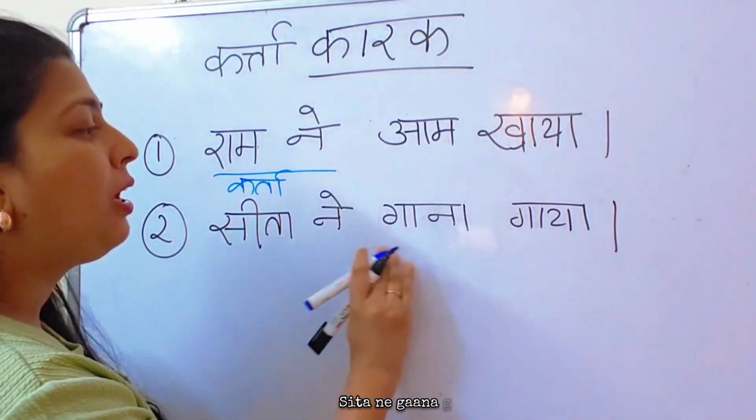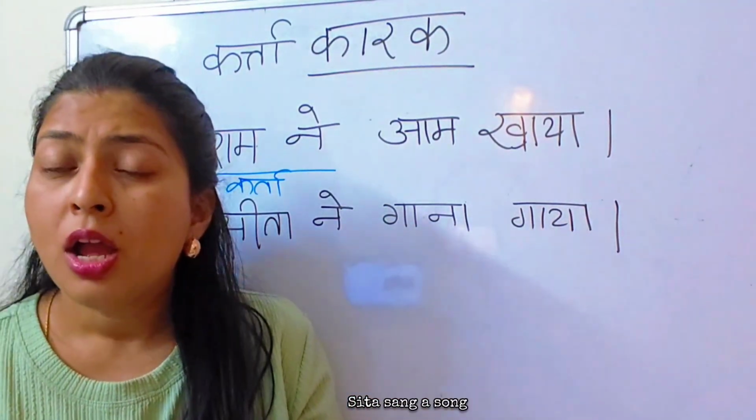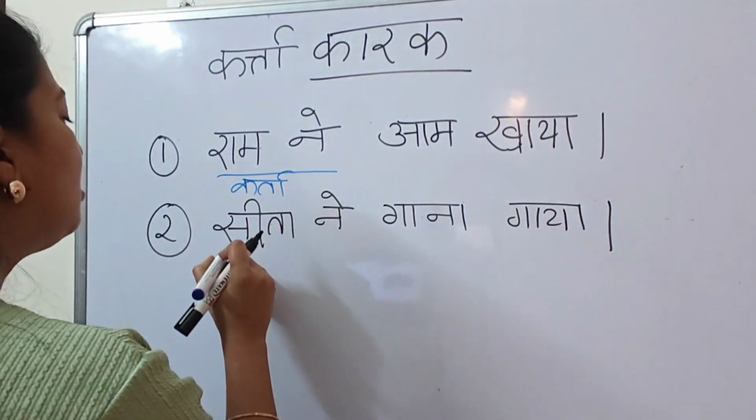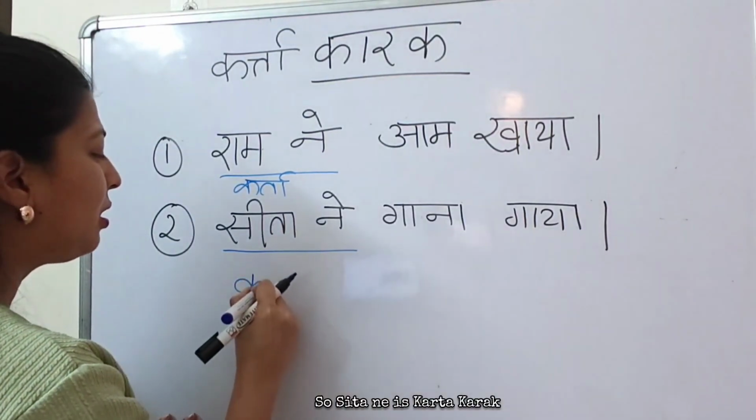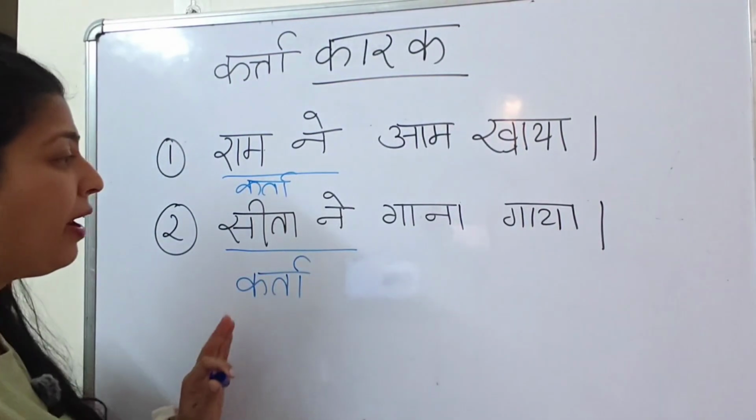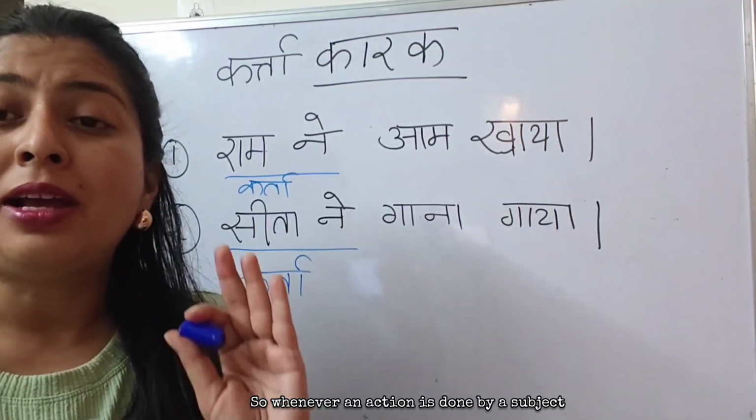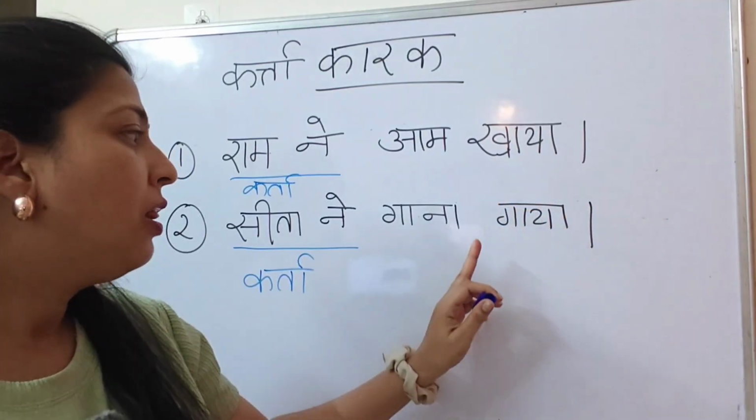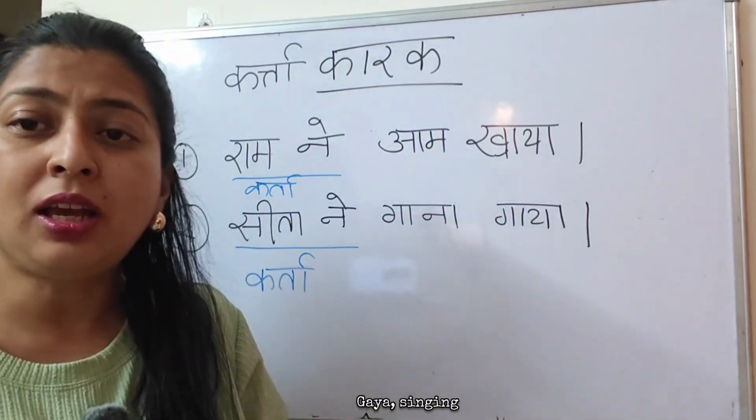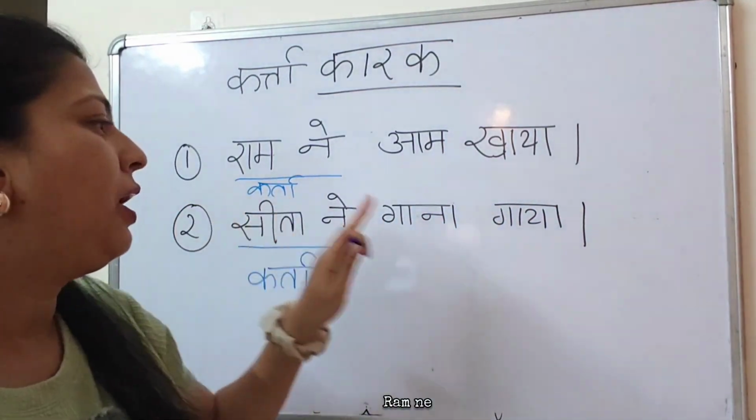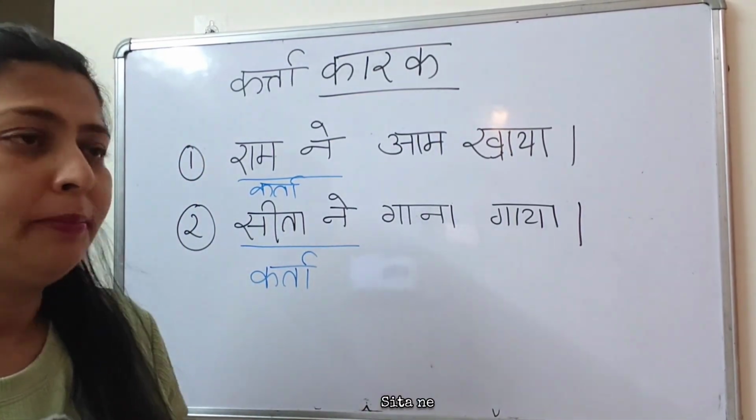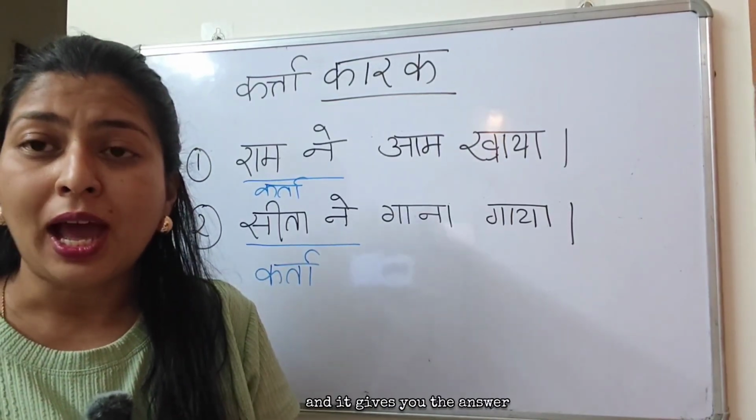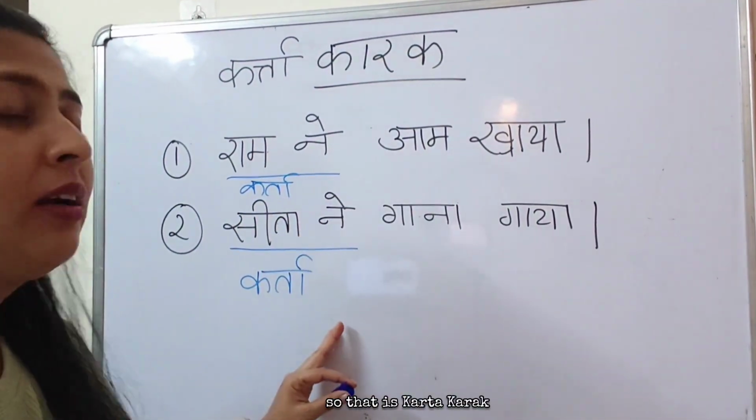Now the second one, Sita ne gana gaya. Sita sang a song. Now, who is the doer of the action? Who sang the song? Who is the subject over here? Sita ne. So Sita ne is Karta Karak. What is the action over here? Aam khaya, eating. What is the action here? Gaya, singing. Who is eating? Ram ne. Who is singing? Sita ne. So when you ask the question who is doing the action and it gives you the answer, that is Karta Karak.